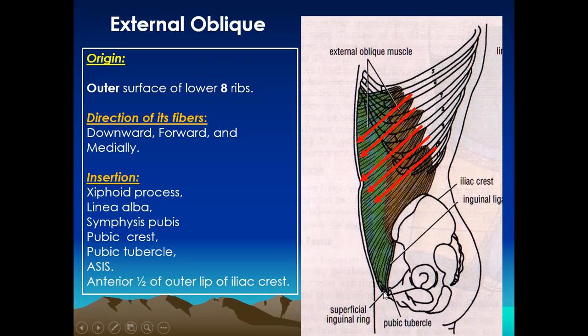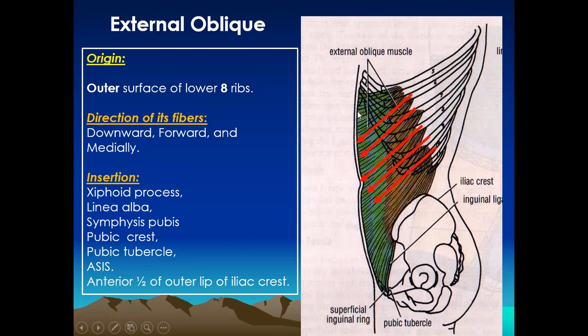Then going below, there is the pubic crest, and the pubic tubercle will be here. Then we have the anterior superior iliac spine. ASIS means anterior superior iliac spine. It is in the most anterior part of the hip bone. As well as the anterior half of the outer lip of the iliac crest. This is the iliac crest, the outer lip of the iliac crest.